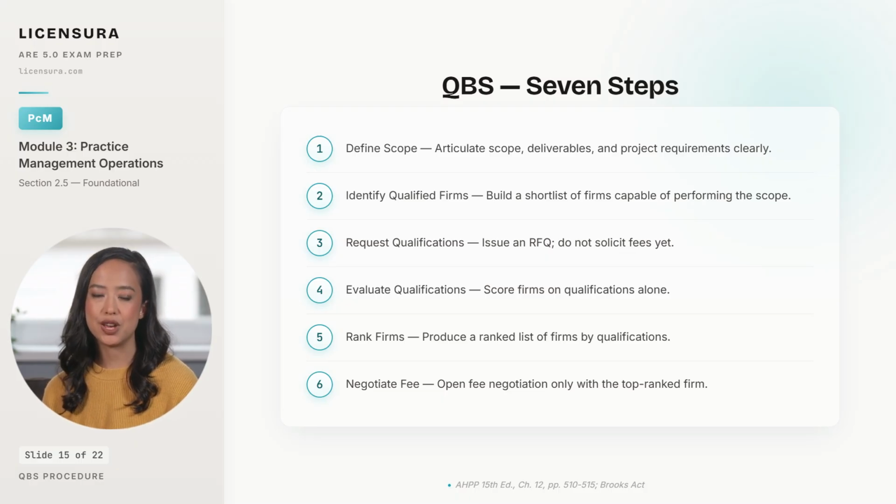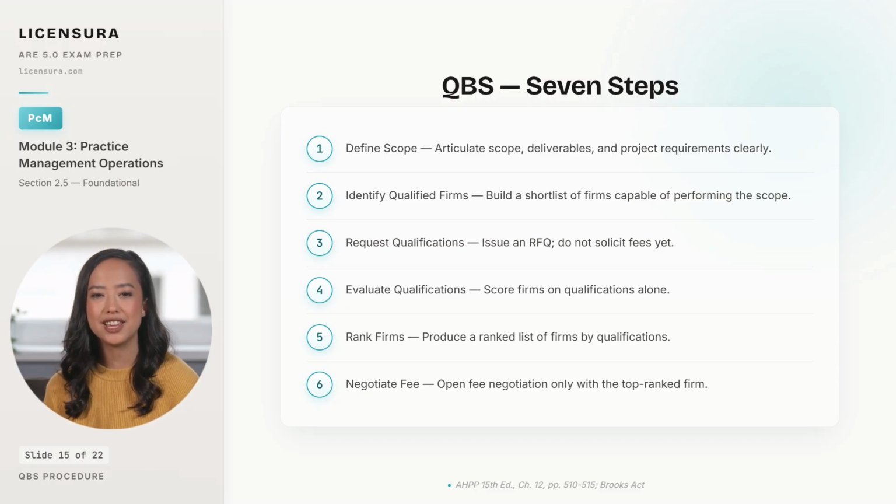Step 4 scores firms on qualifications alone, evaluating experience and project fit without reference to cost. Step 5 ranks the evaluated firms and produces an ordered list. Step 6 opens fee negotiation only with the top-ranked firm. The rest of the list does not get a chance to underbid them. And step 7 is the contingency. If negotiation with the top-ranked firm fails, that negotiation is closed out and the process moves to the next ranked firm. The top-ranked firm cannot be invited back to match a lower competitor's fee later.